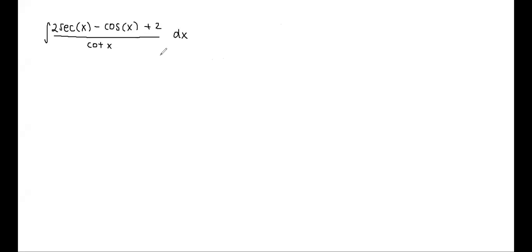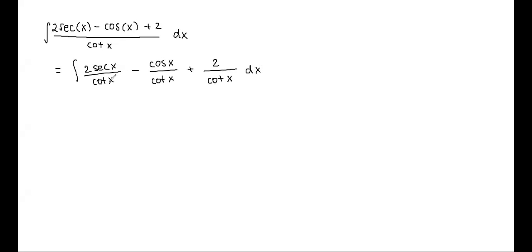Okay, so at this point, you should have probably gotten to a similar conclusion as before, which is that you need to separate this fraction into 3 pieces. If you did that, you should have gotten the integral of 2 secant of x over cotangent of x minus cosine of x over cotangent of x plus 2 over cotangent of x, dx, which means that I still need to simplify a couple of things.